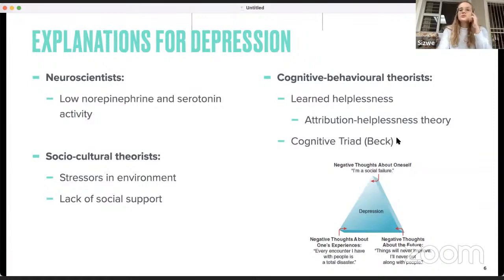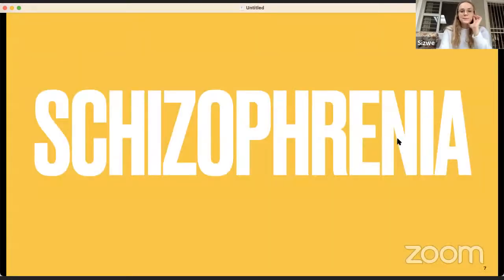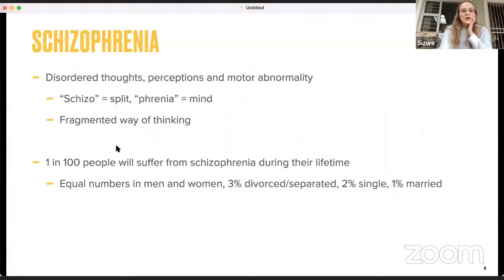With that, we're now going to move on to schizophrenia. Okay. So schizophrenia is hallmarked by disordered thoughts, perceptions, and motor abnormalities. So motor means movement, so abnormal movement. The word schizophrenia, schizo means split, and phrenia or phrenic means to do with the mind. So it's a split mind. Okay, so your mind is not agreeing with itself, basically. It's a fragmented way of thinking. That's also a way to think of it.